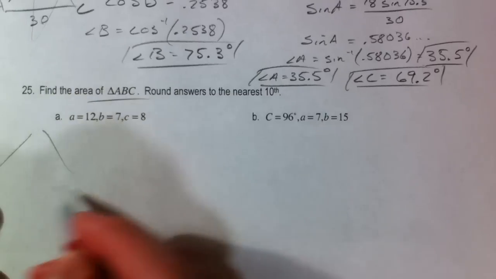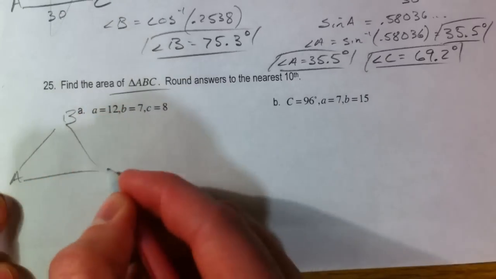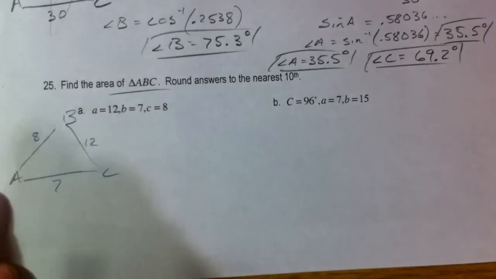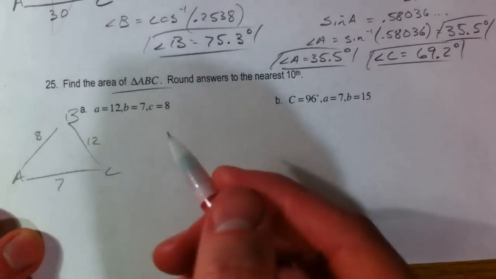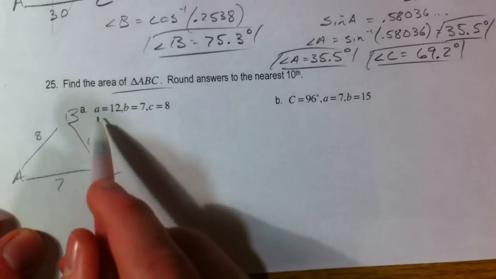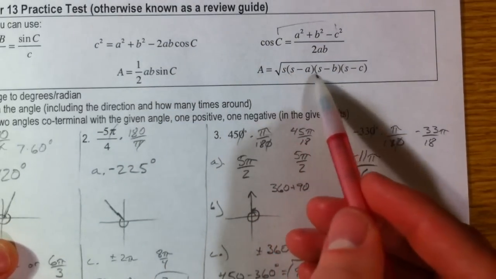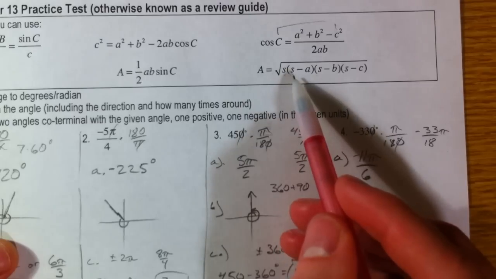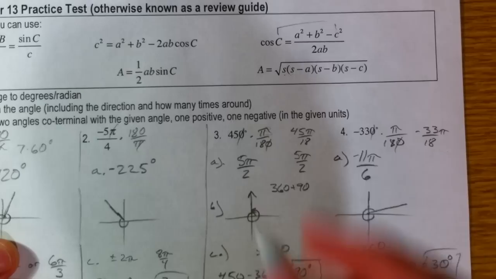Alright, to find the area problems. We have a side, side, side situation. We have A is 12, B is 7, C is 8, because they're always across from their angles. To be honest with you, we've got a formula to use for this one, and it's called Heron's area formula, where S is the semi-perimeter, and the semi-perimeter is half of the perimeter of the triangle. So we're going to do it this way, but then I'm going to do it with the other area formula because I really prefer that one.